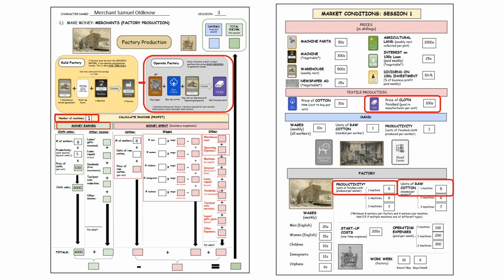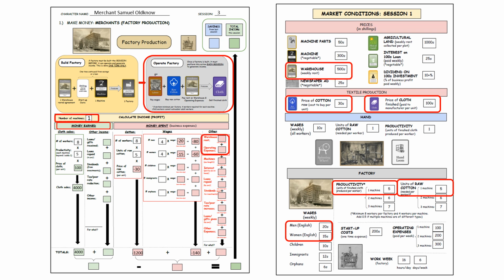He puts the number of workers in again for cloth. Units of raw cloth is 5, like productivity. The price is still 30, so spending much more on cotton. And then he has to pay wages. These are different for different types of workers, for men, women, children, immigrants, and orphans. So let's imagine he has 4 men and 4 women. The average wages are on the Market Conditions Board, but of course it's up to him. He can pay whatever he wants. So let's assume they're using the market wages. So you multiply the workers by the market wages to get the total wages you're paying.